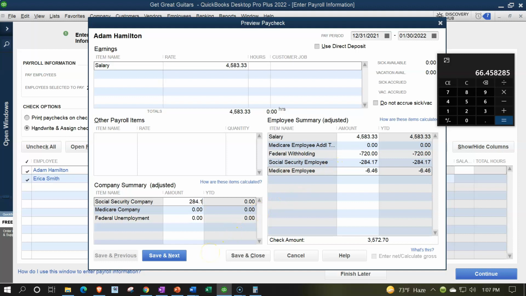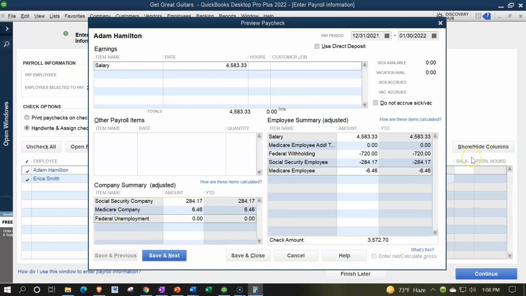It's going to be the 284.17 for the Social Security, and then the Medicare is going to be the 6.46. And there's also a federal unemployment tax, which is usually a lot smaller, so I won't get into it right now. It also has a low cap in relation to it, so it'll phase out over time. In any case, that's the general idea of it. We do have a payroll course if you want to get into payroll in more detail. Let's go save and next, and let's take a look at the next one.